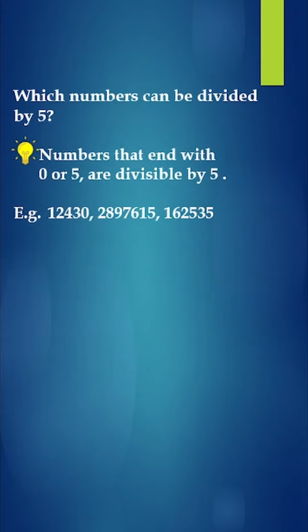Next, we see which numbers are divisible by 5. If the numbers end either with a 0 or a 5, that number is divisible by 5. In the examples, we don't look at anything else, only the last digits. Since the last digits are 0 and 5, all these numbers will be divisible by 5.